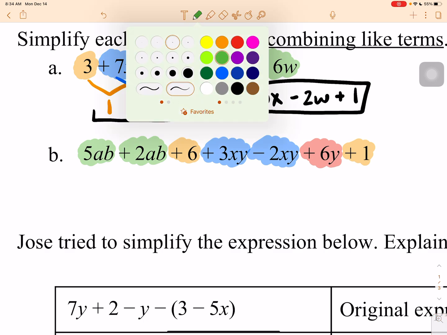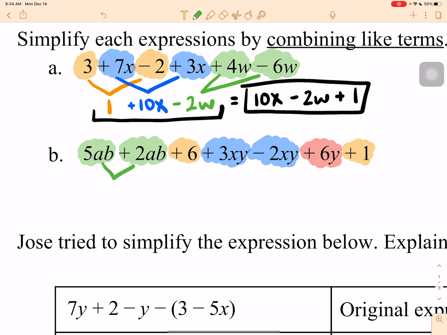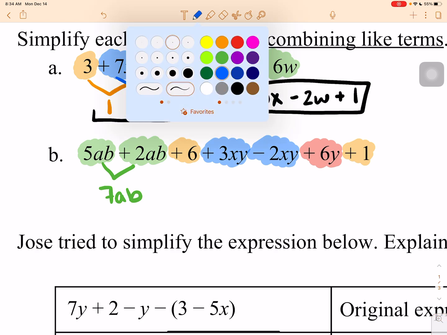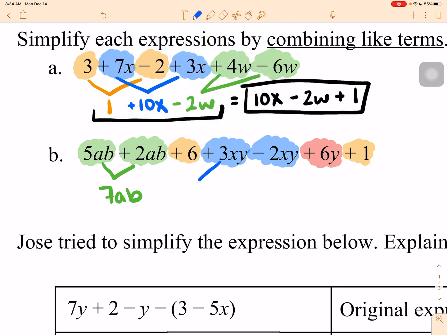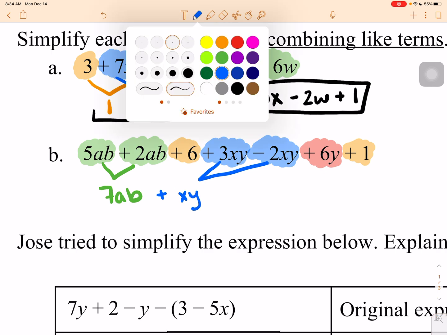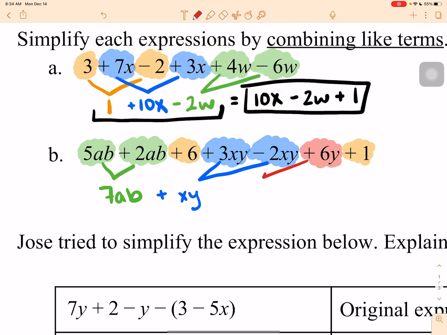So let's go ahead and combine our like terms. 5ab plus 2ab is 7ab. I'm going to put it right into my standard form just because I recognize the x's would go next because it's xy. So 3xy minus 2xy is just 1xy. And you technically don't even have to write the 1 there. It can just be plus xy. And then my 6y is all by itself. There's nothing else to combine it with.